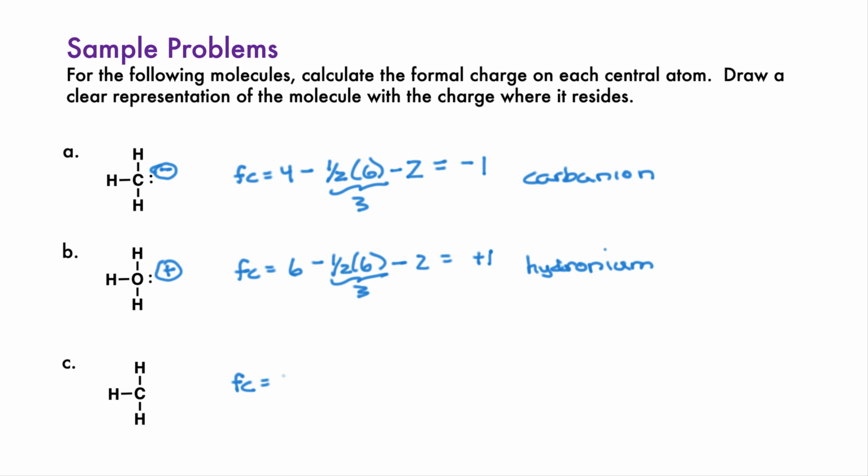In C, the number of electrons in a free carbon atom is 4. We subtract half of 6 electrons in the bonds. There are no non-bonding electrons. The net charge on carbon is +1. This is an example of a carbocation.